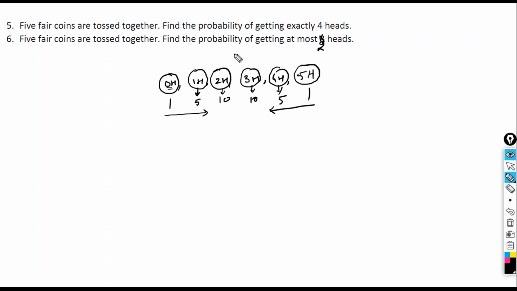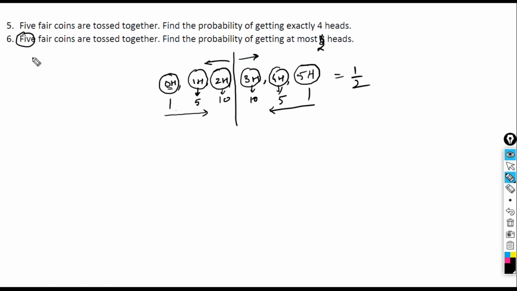So when the question says find the probability of getting at most 2 heads, please keep in mind half of the cases are the answer. So it is 1 by 2. I am not saying 16 by 32. I am saying half of the possibilities are here, half of the possibilities are there. So the answer is 1 by 2.